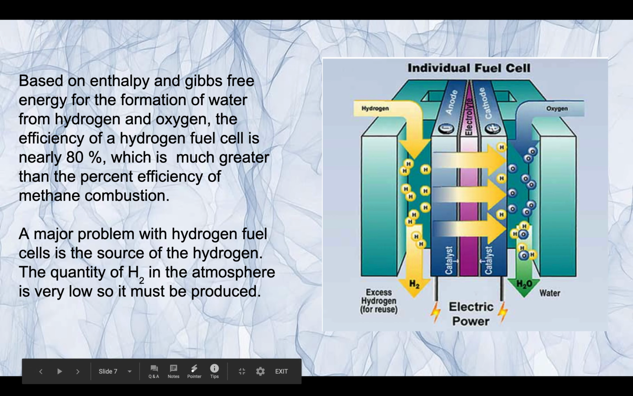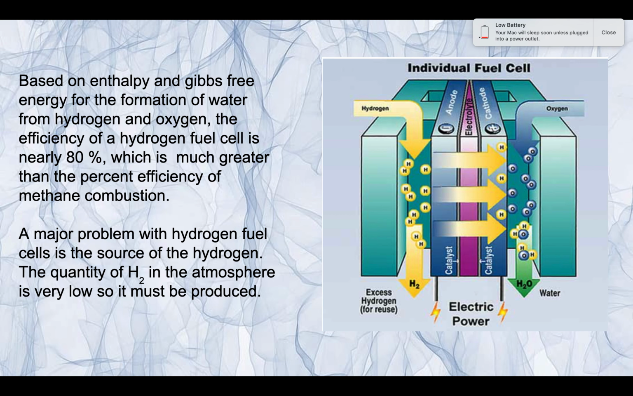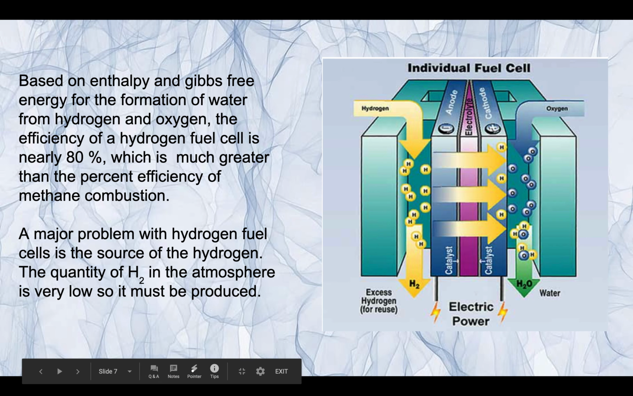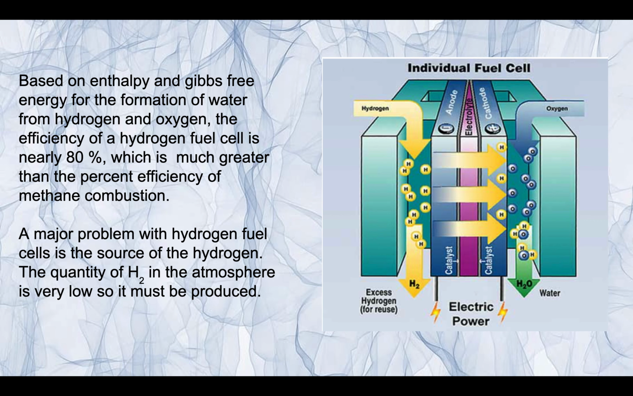So based on the enthalpy and Gibbs free energy for the formation of water from hydrogen and oxygen, the efficiency of a hydrogen fuel cell is nearly 80%, which is much greater than the percent efficiency of methane combustion. A major problem with hydrogen fuel cells is the source of hydrogen. The quantity of H2 in the atmosphere is very low, so it must be produced, so it's very costly.